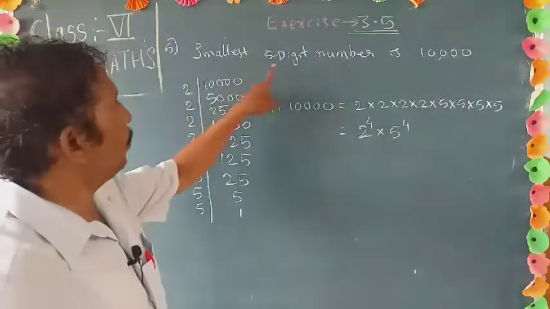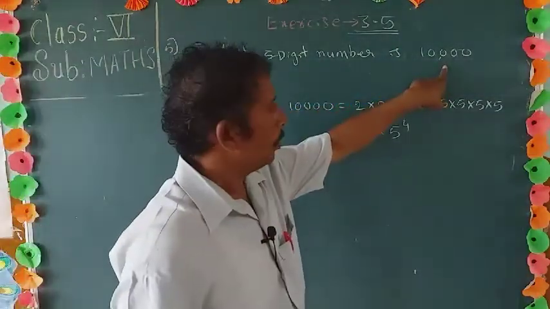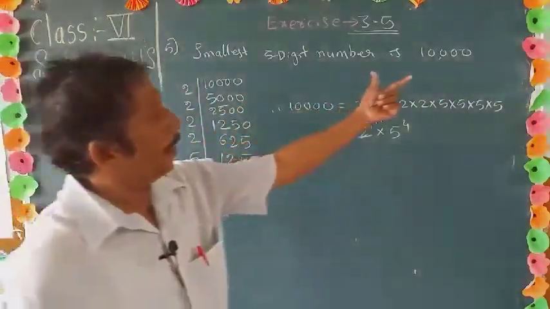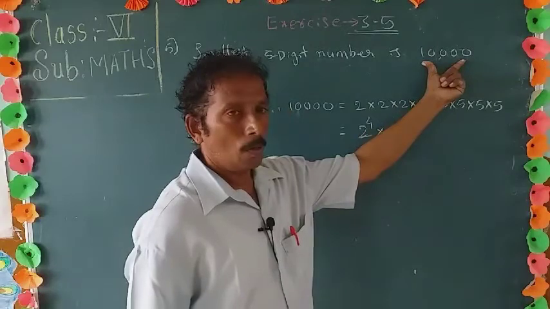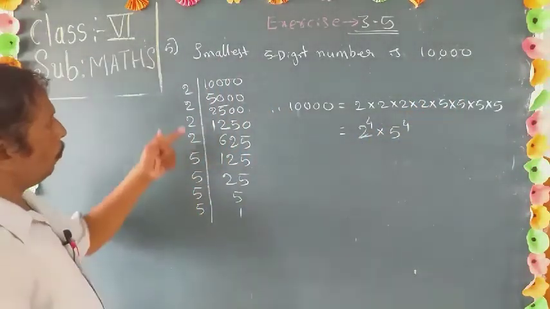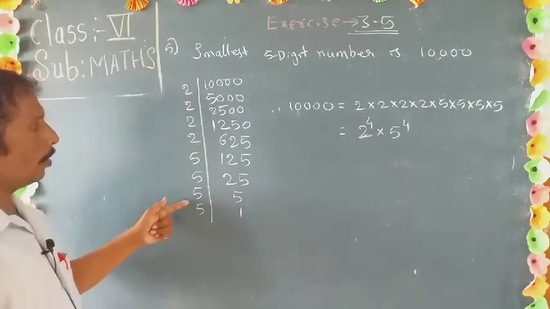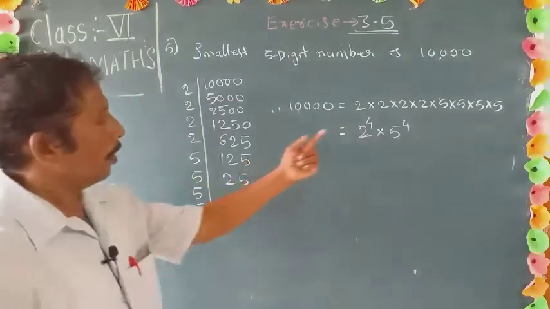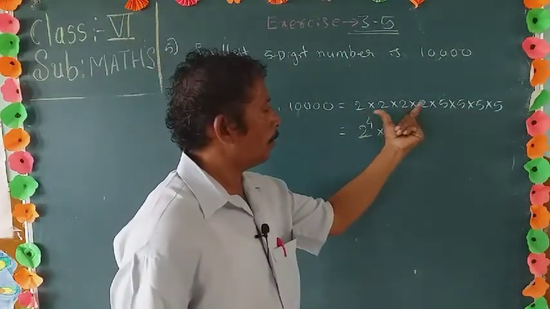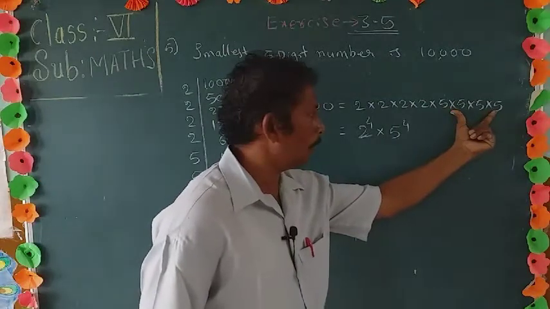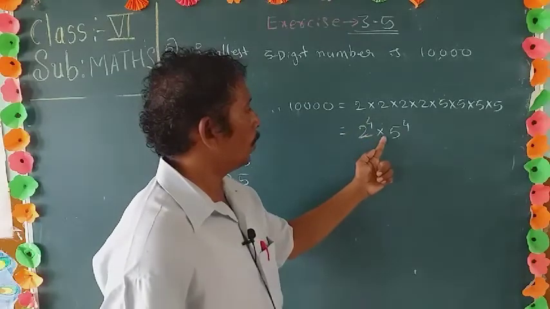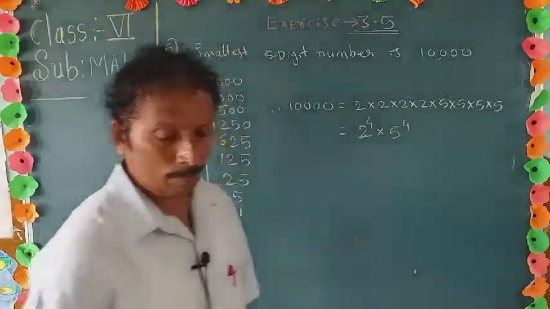The smallest 5-digit number is 10,000. Find its prime factorization by dividing the number 10,000 only using the prime numbers. So we get these factors. Write these factors in the form of multiplication: 2 is multiplied 4 times, 5 is multiplied 4 times.